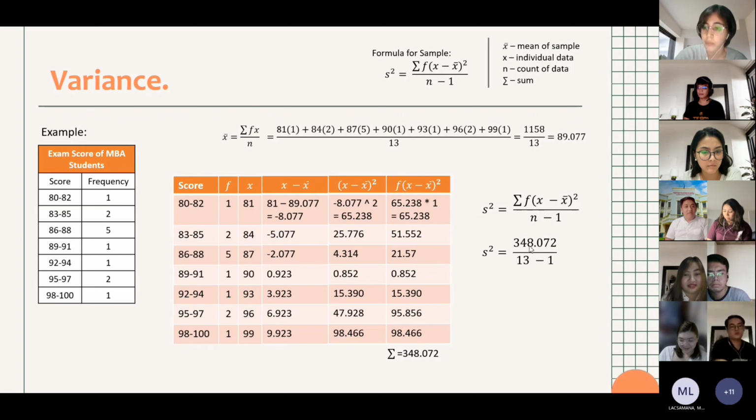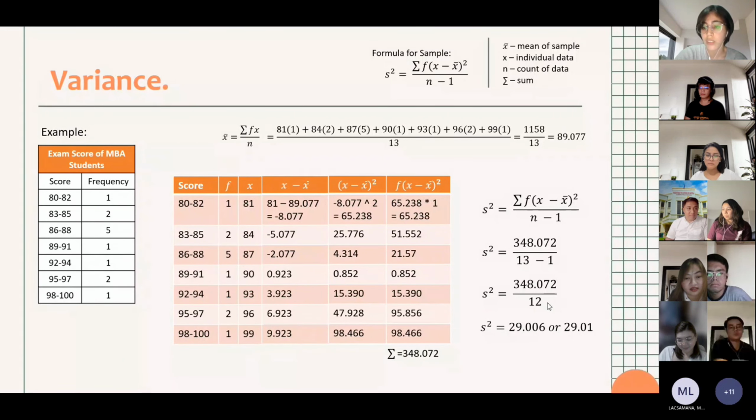So nakuha na natin yung ating dividends sa taas. So meron 348.072. Then yung n natin is yung total ng ating frequency. So it is 13, then minus 1. Kukunin na natin yung value doon sa quotient. So it is 348.072 divided by 12. Then ang makukuha natin for the final answer is 29.006, or in simplest form is 29.01. So for the variance of our group data, ang nakuha natin is this value.